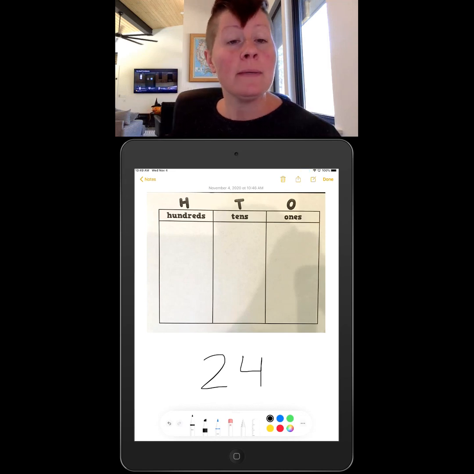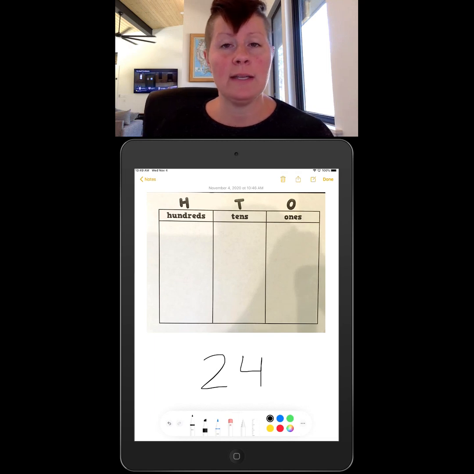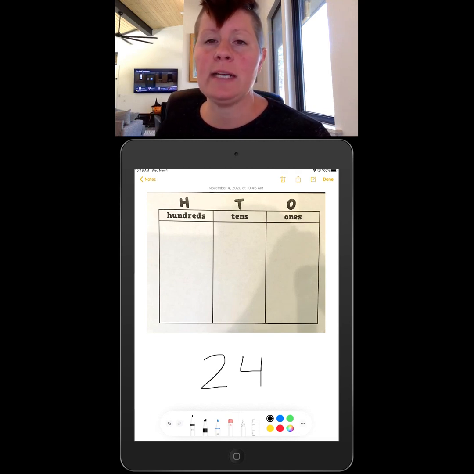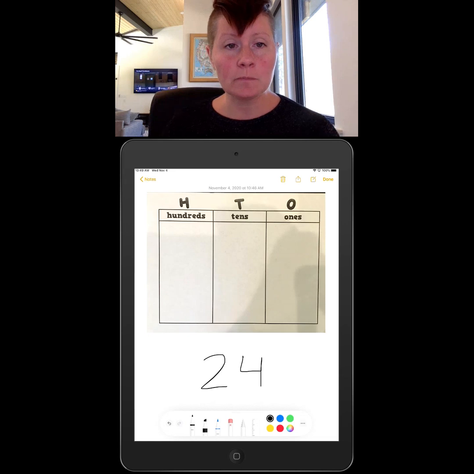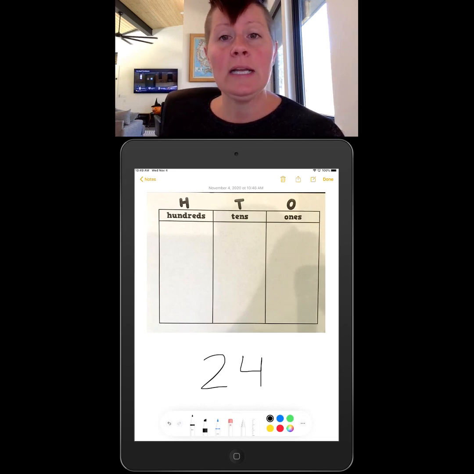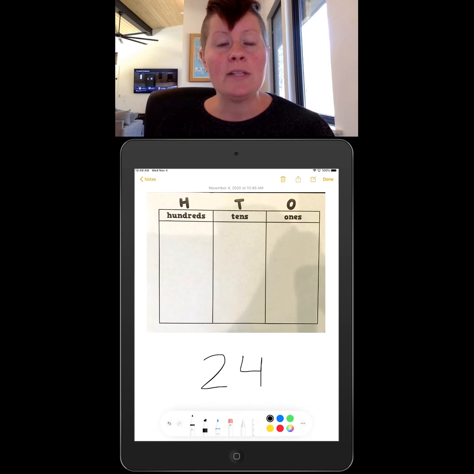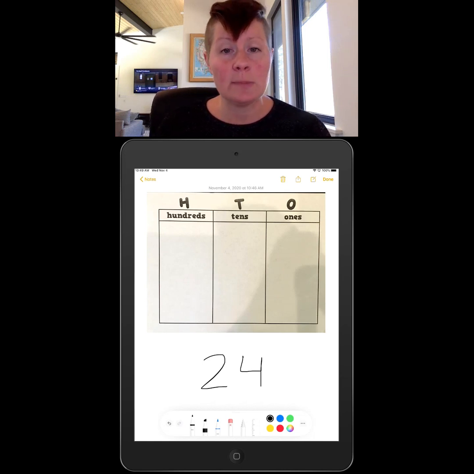Something new that you're going to be seeing coming up and really through the rest of the year is what you see here on my screen, which is the place value chart. A place value chart is what we use in math to organize our numbers. On the far right, you see there's the ones place. In the middle is the tens place. And on the left-hand side is the hundreds place.